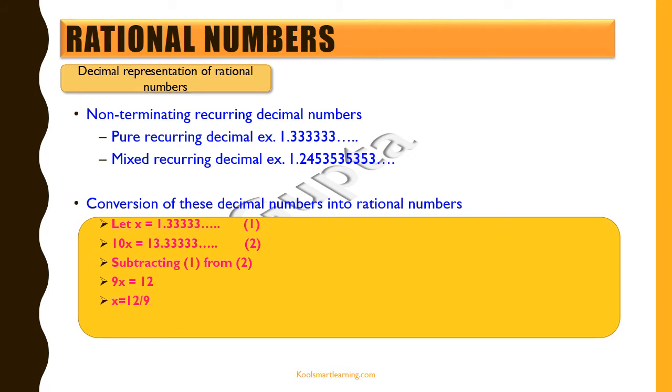So x is equal to 12 by 9. And simplifying it further, we get x is equal to 4 by 3. So the rational p by q form of the number 1.3333 is 4 by 3. So we can clearly see that this number is also a rational number. Similarly, we can prove for the other one also that the non-terminating recurring decimal numbers are always rational numbers.